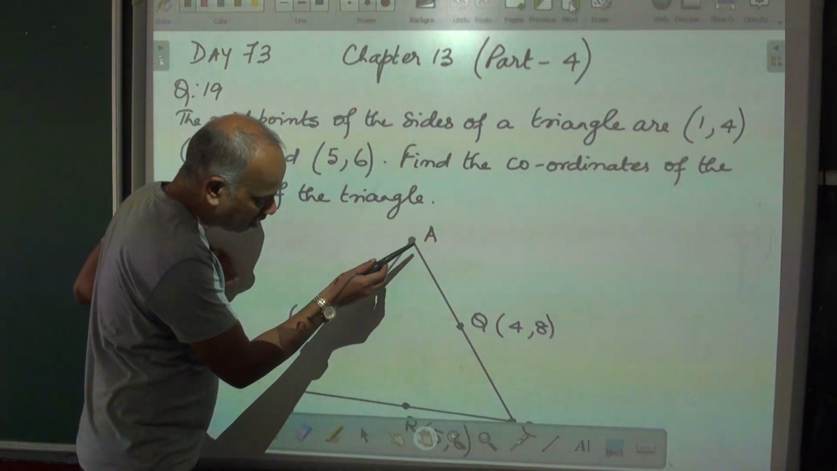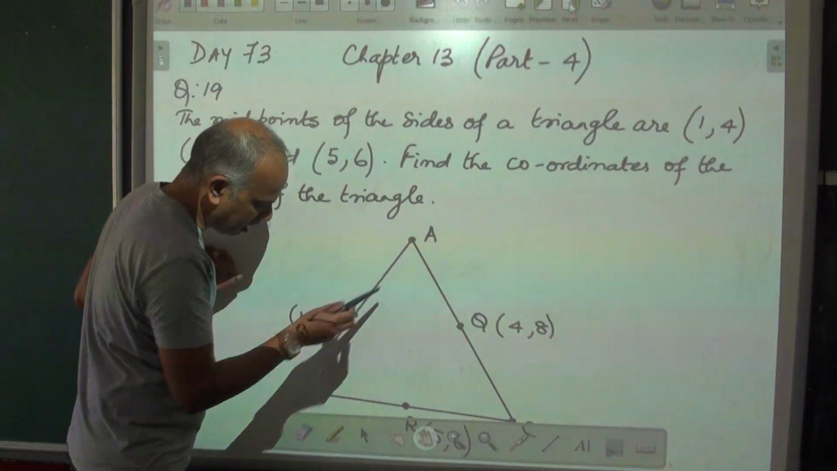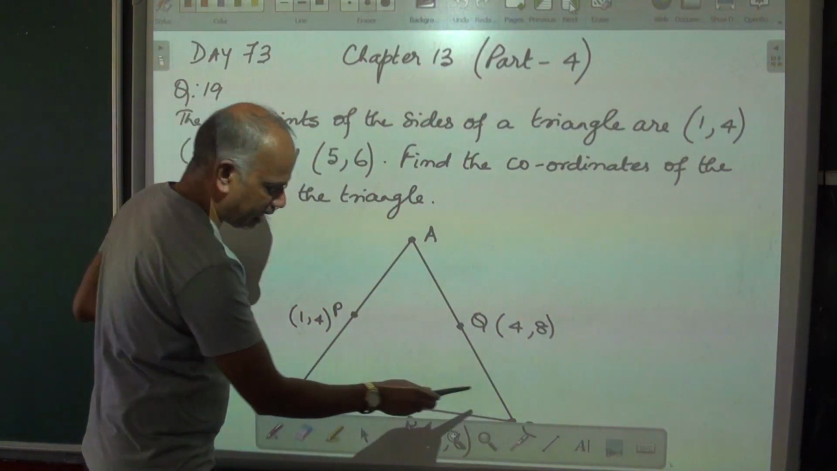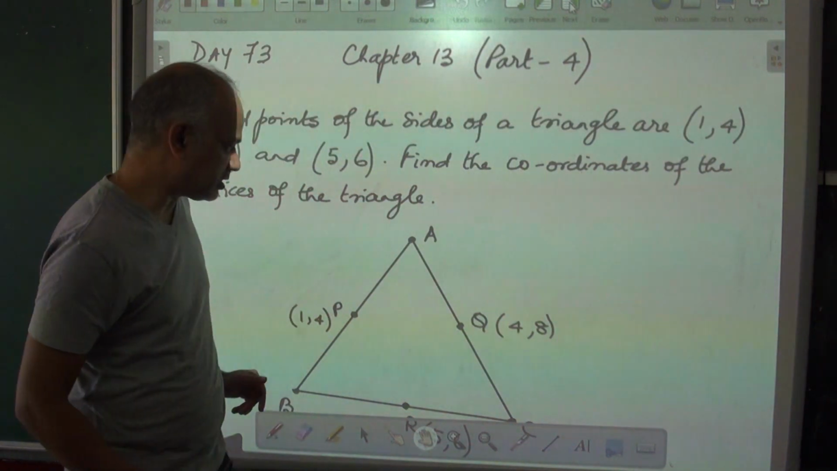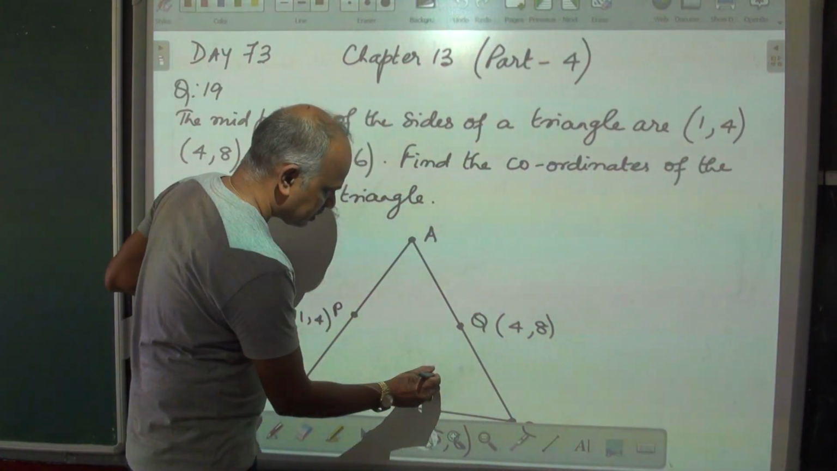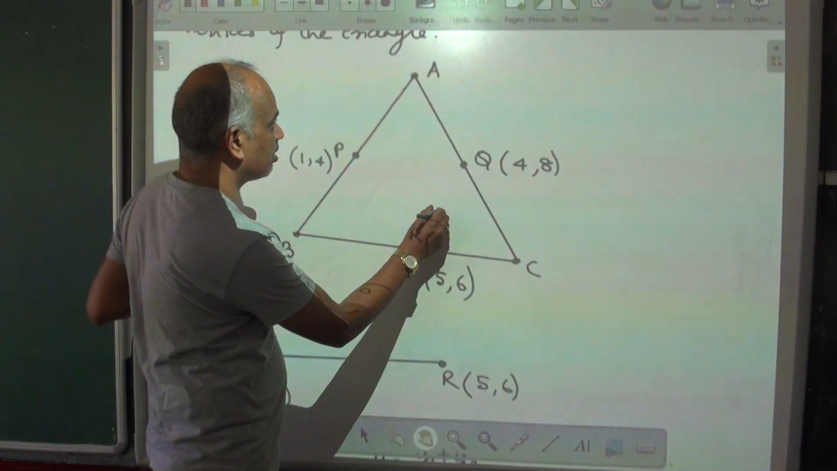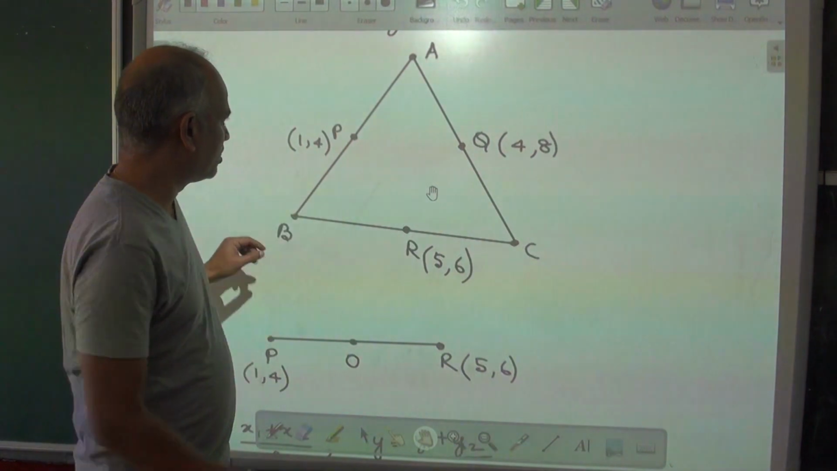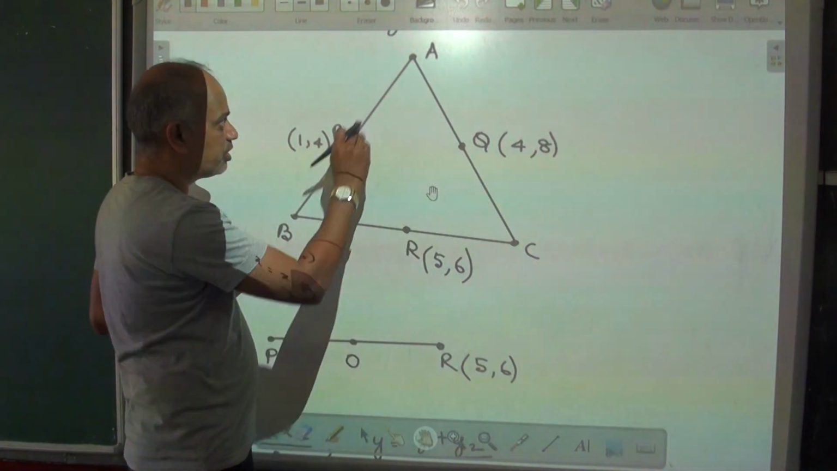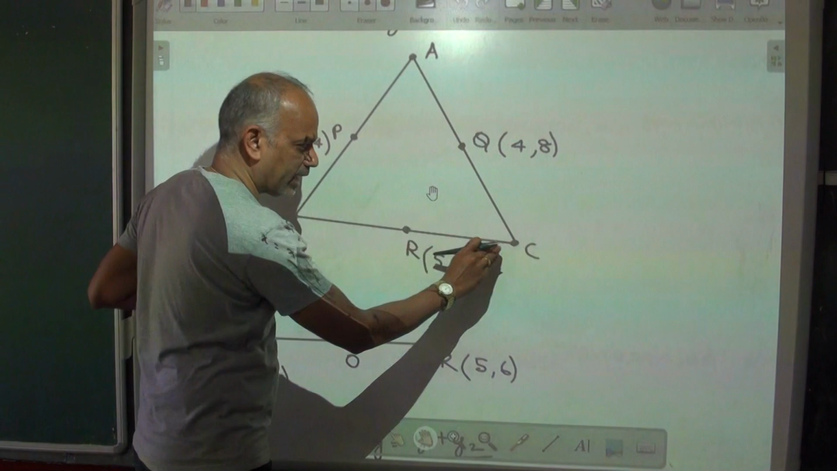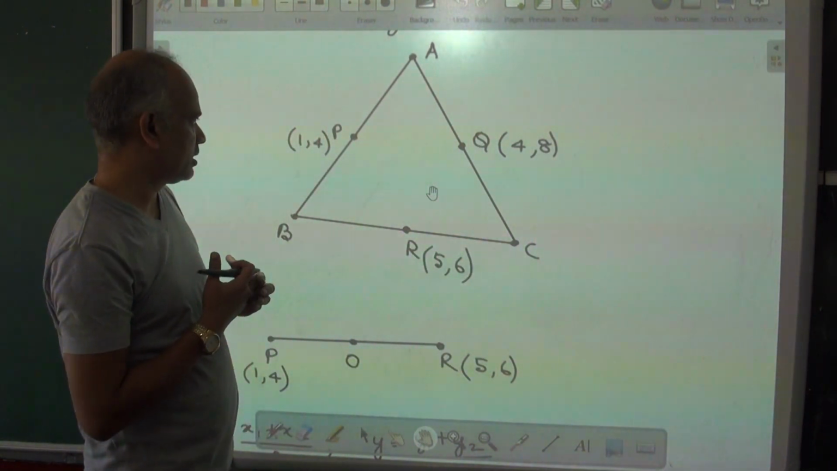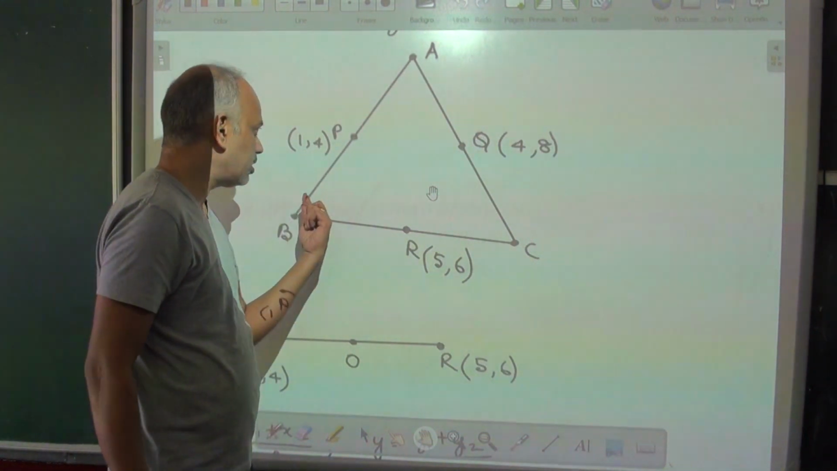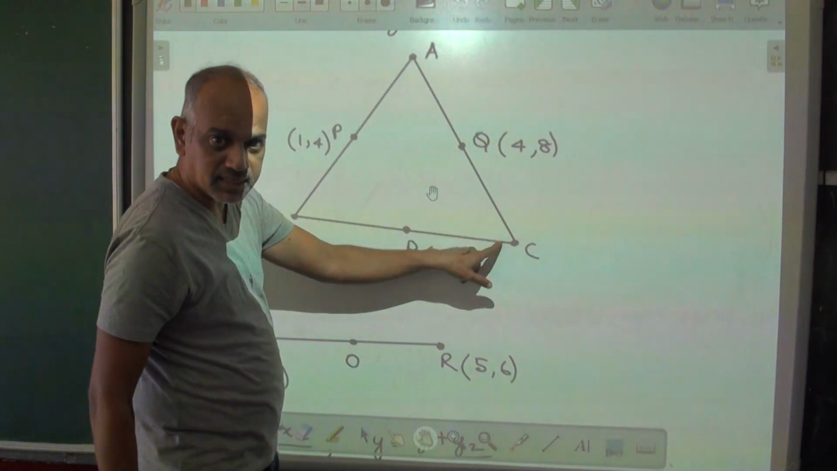You have to find the coordinates of the vertices of the triangle, A, B and C. Listen to this carefully because this is pretty long. So this is your actual figure. The three midpoints are known. You have to find the coordinates of A, B and C. This is the midpoint of side AB. This is the midpoint of side AC.